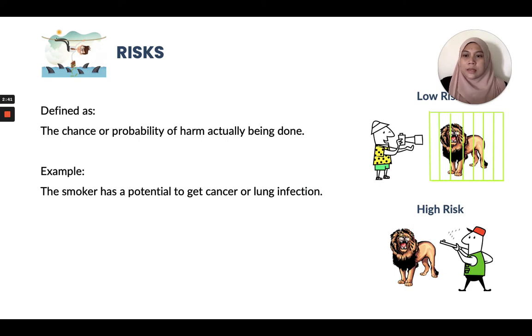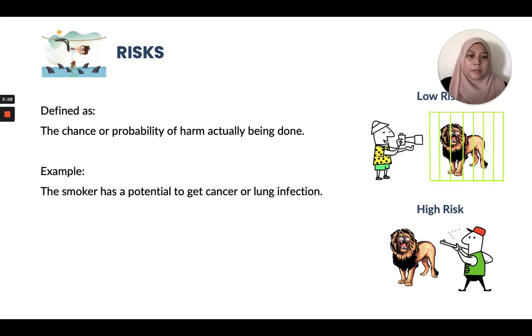Whereas risk is the chance or probability of harm actually being done. For example, the smoker has a greater potential to get lung cancer compared to the non-smoker. And look at this picture. The first picture shows that a tourist goes to the zoo and takes a photo of a lion inside a cage. So in this condition, the risk is low because there is a barrier between the tourist and the hazard, which is the lion.